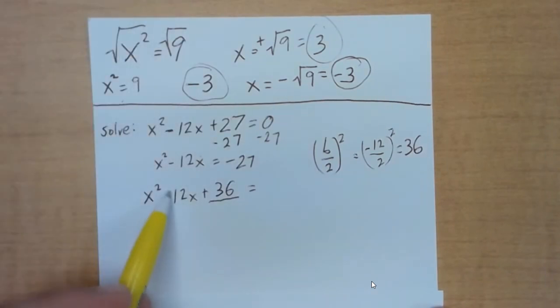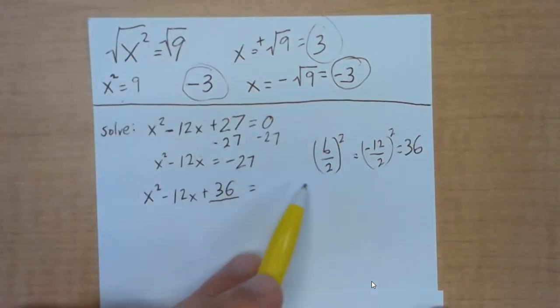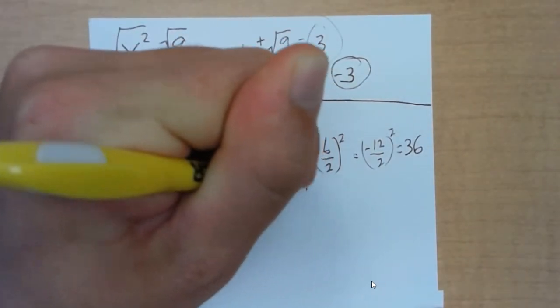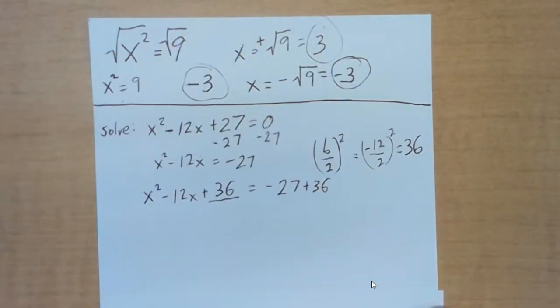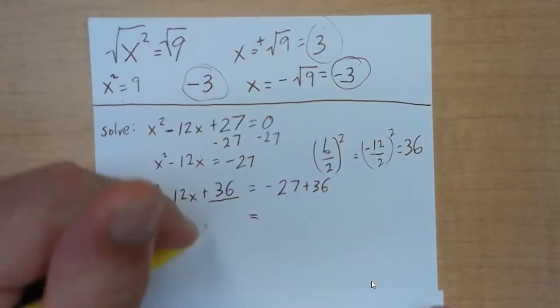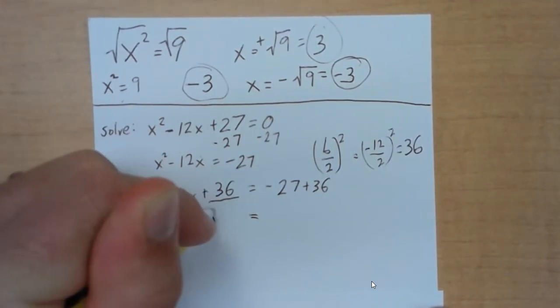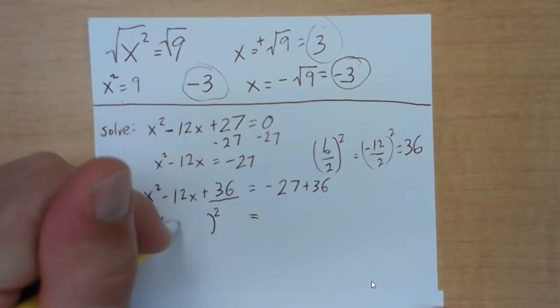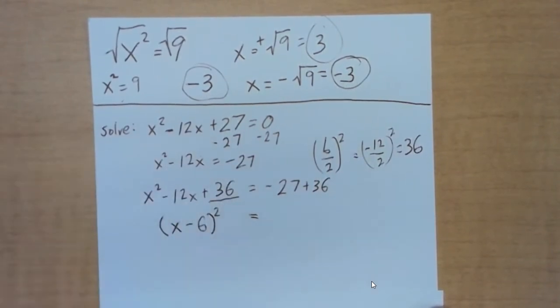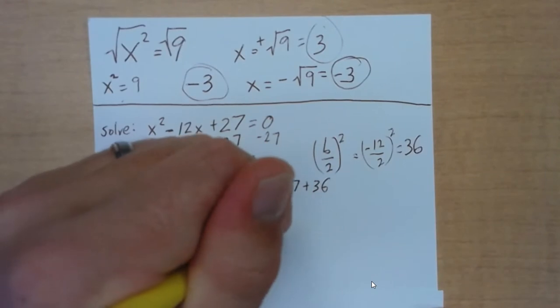Now this will be a perfect square trinomial, and I just need to add 36 to the other side. And now I'm going to factor this into its perfect square form, its factors. It's going to be x minus 6 squared. You just take half of b here in this case for that number. And then this is going to be positive 9.